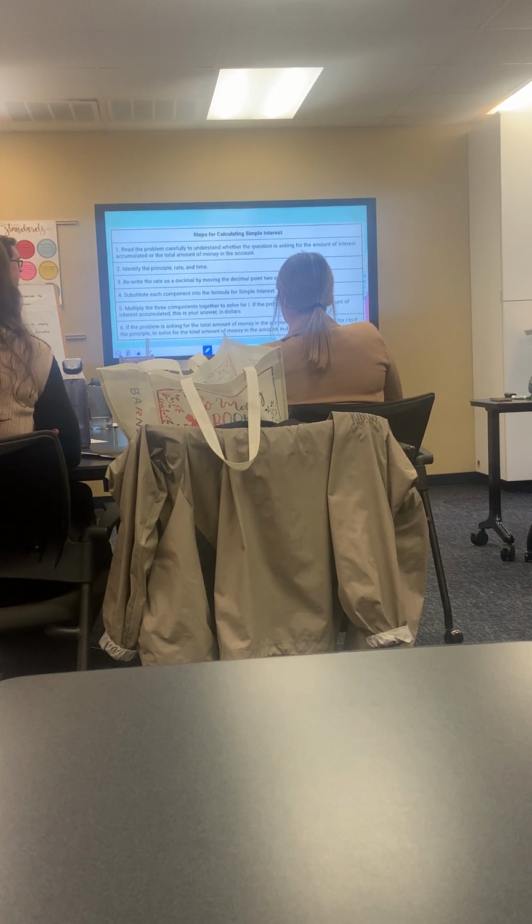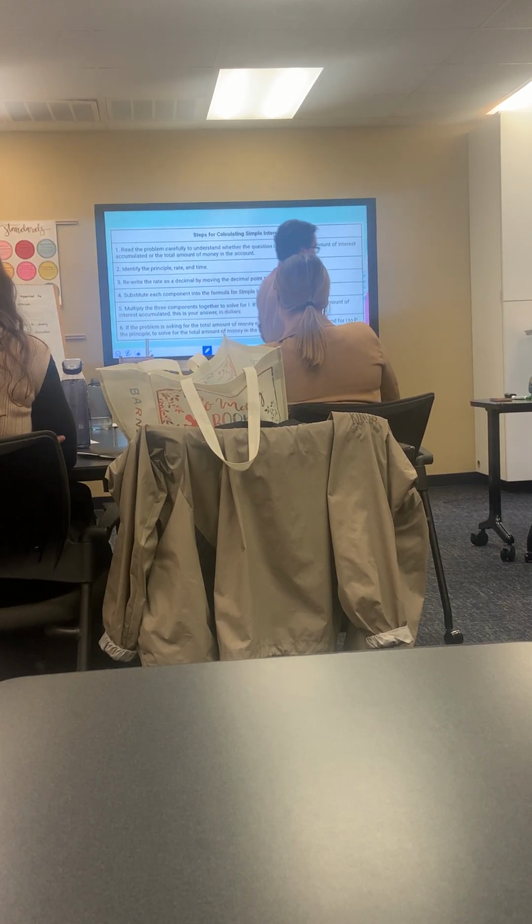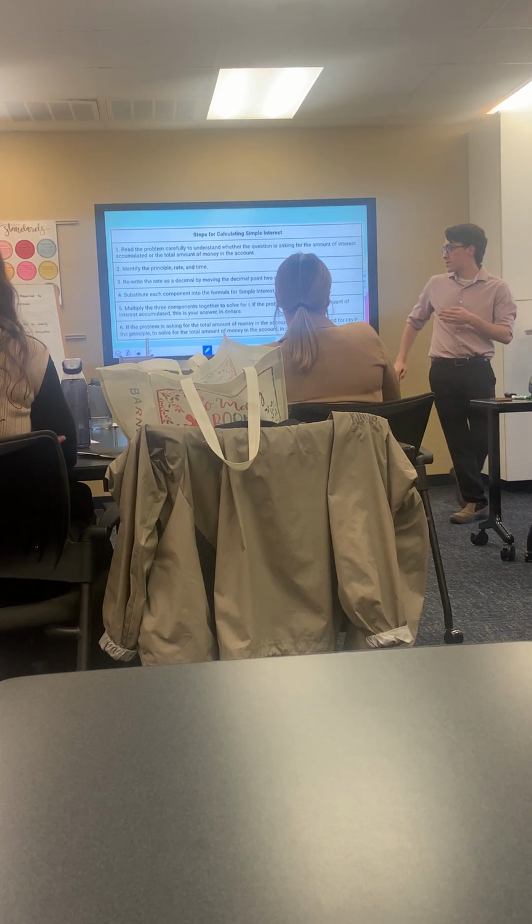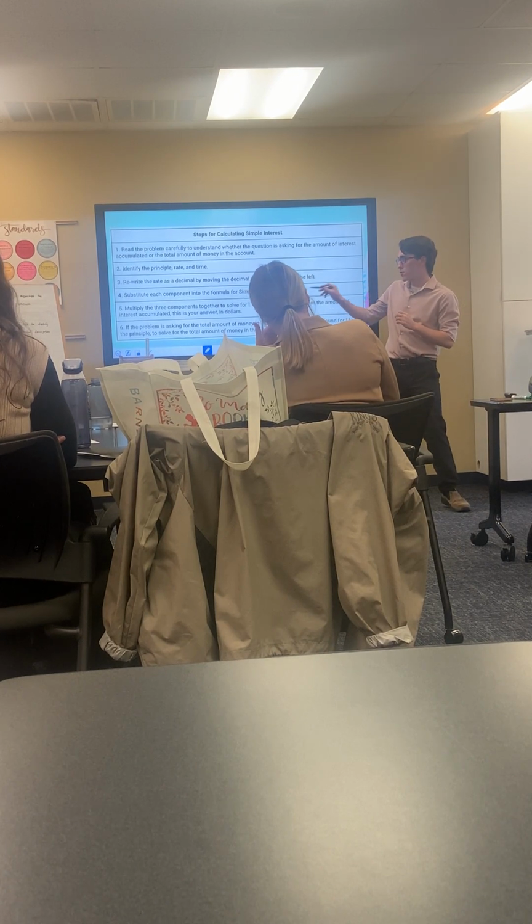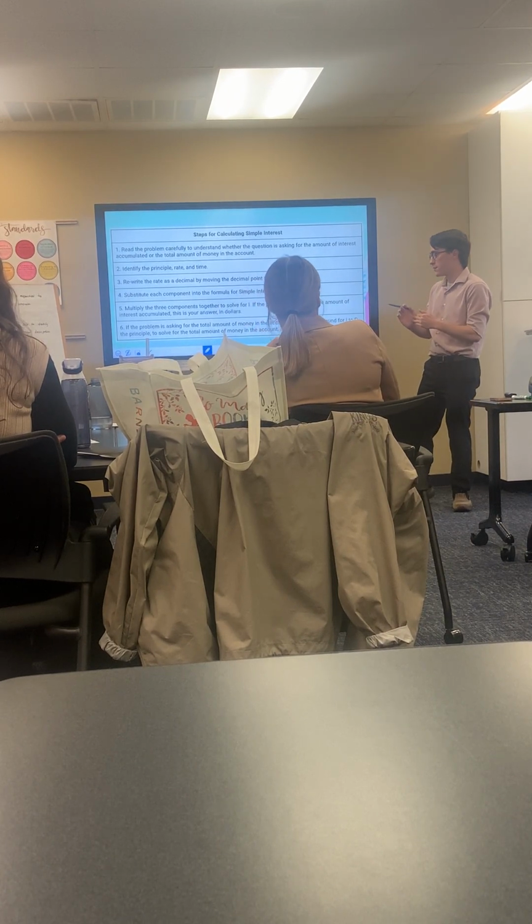Okay, we're going to read number 4 for us. Substitute each component into the formula for simple interest, I equals PRT. Once we've found all of our values, and we've changed our rate into a decimal, we're just going to substitute those values in. Okay. And then, Michaela, can you read number 5 for us? Multiply the 3 components together to solve for I. If the problem is asking for the amount of interest accumulated, this is your answer in dollars. Okay, so like I said before, in our formula, these letters are saying multiplying together. So once we have those values in it, we're going to multiply together and solve for I.